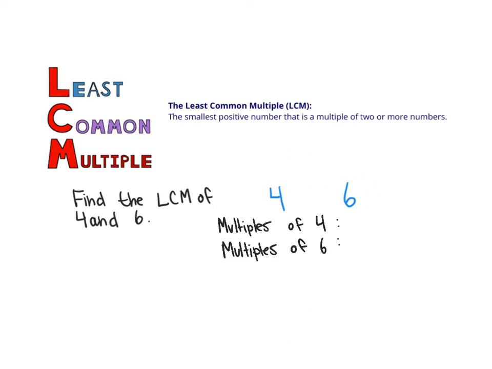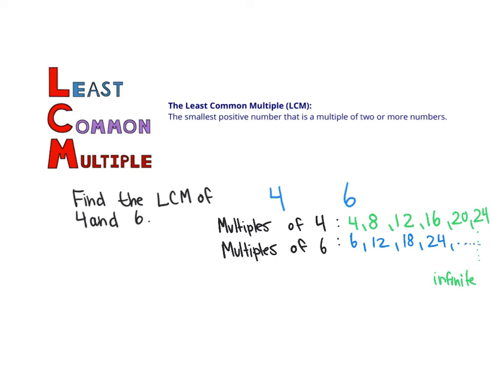So multiples of 4 are 4, 8, 12, 16, 20, 24, and remember in the last video it goes on and on and on because it's infinite. Now let's do multiples of 6. Multiples of 6 are 6 and 12, 18, 24, and again the list goes on and on and on.